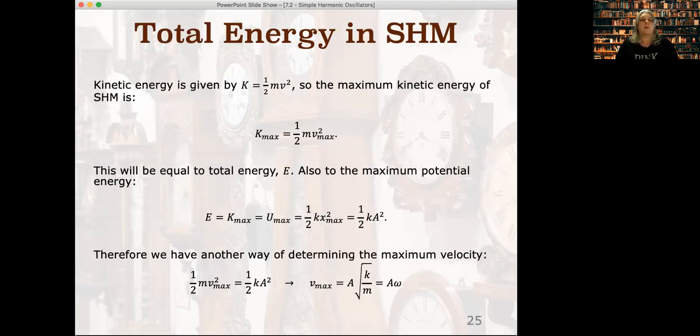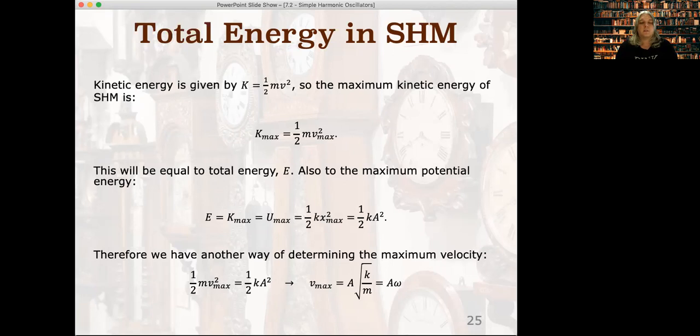We've got a couple of equations. We know kinetic energy is half mv squared. That means the maximum kinetic energy is half m times v max squared. And of course, we know that energy is conserved, so that is equal to the maximum potential energy. From Hooke's law, you should hopefully recall that the potential energy in a spring is half kx squared. In this case, x max for our maximum potential is A, our amplitude. So we get that the potential energy is half kA squared.